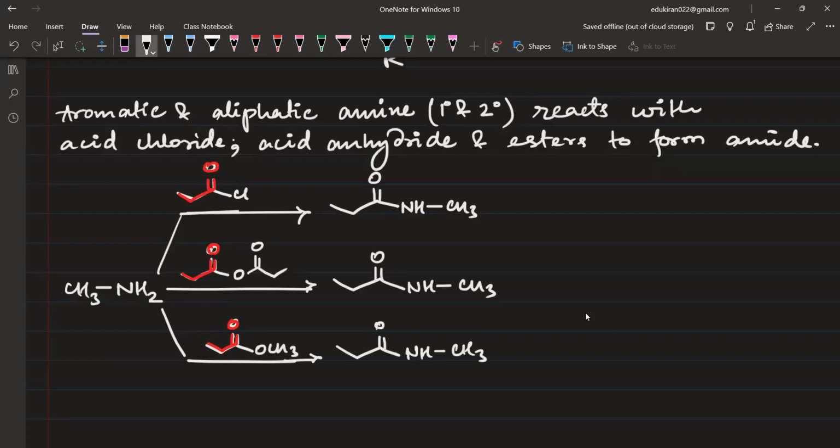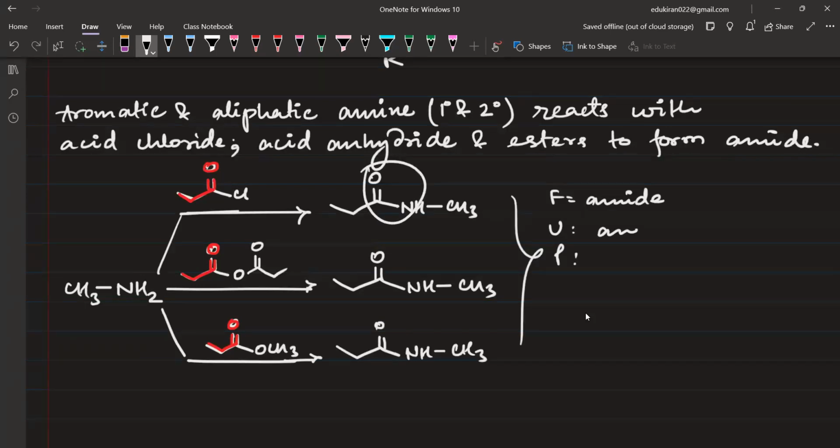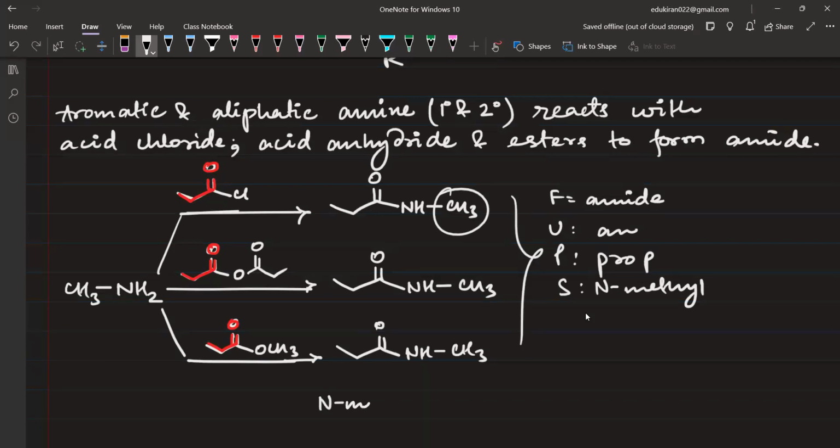Now if you want to see the name, the name is also a little important. You can see all of these are the same compounds, so I can write the name. The functional group is amide. The unsaturation is going to be an. Then the parent: this is amide, C double bond O NH, right? This has 3 carbon atoms, so it is prop. Now the substituent, this CH3 is methyl. Methyl is attached on the nitrogen atom, so it is named N-methyl. So the name of all of these compounds is the same, N-methyl propanamide.